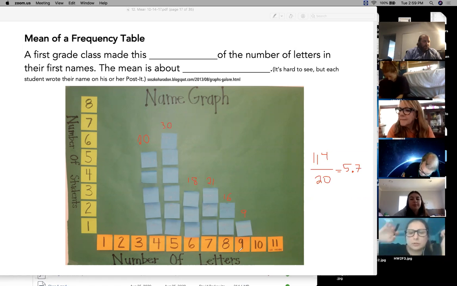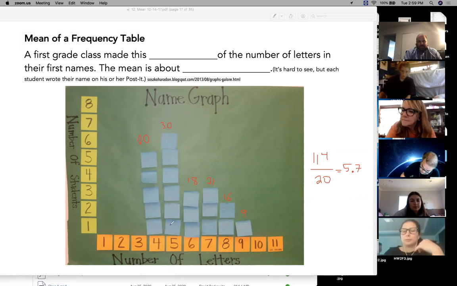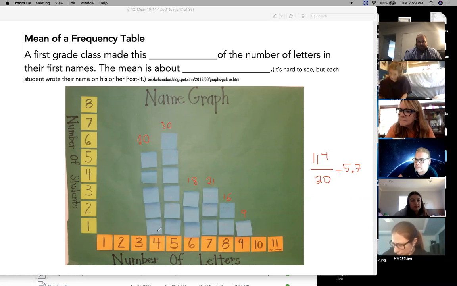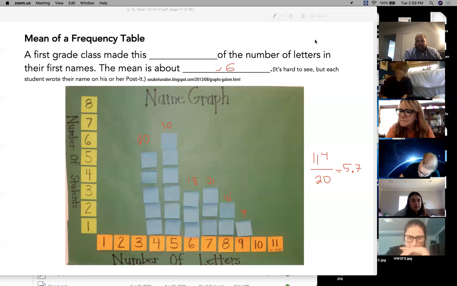Please remind me, how'd you get 20? 114 divided by 20? 1, 2, 3, 4, 5, 6, 7, 8, 9, 10, 11, 12, 13, 14, 15, 16, 17, 18, 19, 20. So the mean is about 6. Right? That's what they're trying to say here. The mean is about 6.